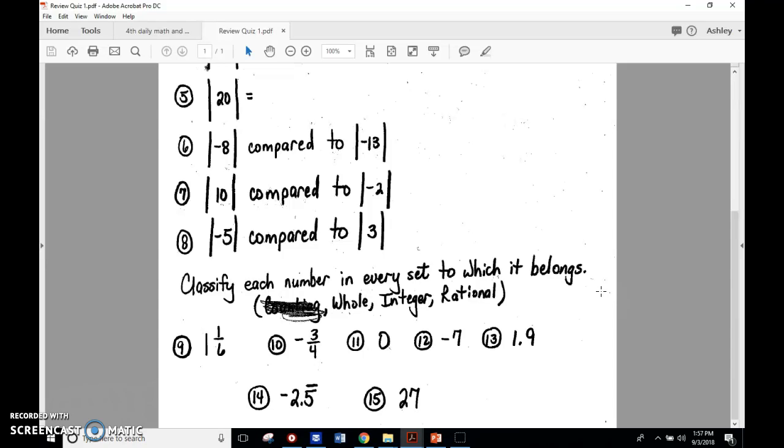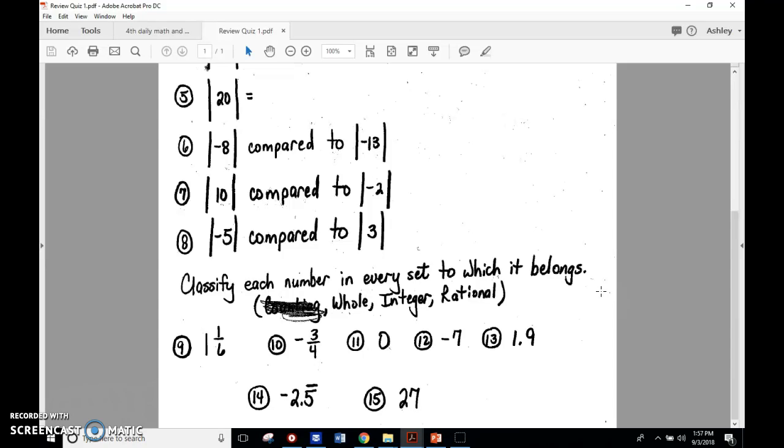Number 10, negative 3/4. Does it belong in whole, integer, rational, more than one? So think about negative 3/4. Ignore the negative for now and concentrate on 3/4.